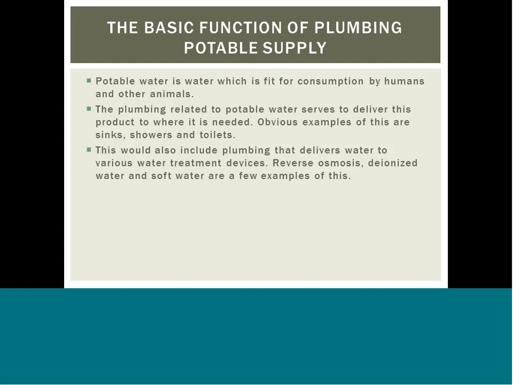Potable water is water which is fit for consumption by humans and other animals. The plumbing related to potable water serves to deliver this product to where it is needed. Obvious examples of this are sinks, showers, and toilets. This would also include plumbing that delivers water to various water treatment devices, such as reverse osmosis, deionized water, and soft water, which are just a few examples of this.